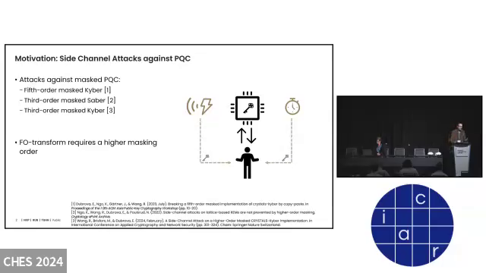One thing which has been shown in many different papers over the past few years is that there are a lot of attacks against side channel protected implementations, even high order masked implementations, such as, for example, a fifth order masked Kyber. They're still being broken. Another result from the research was that the FO transform, a core component of a lot of these lattice algorithms, also forces us to use even more masks.